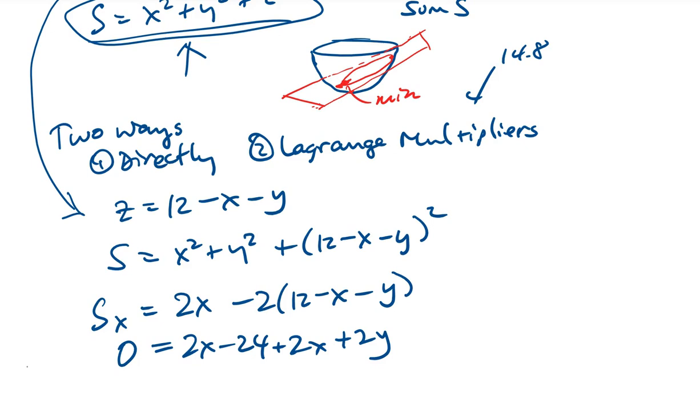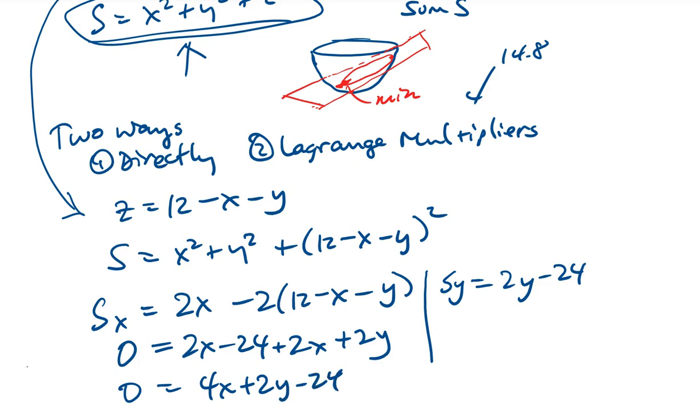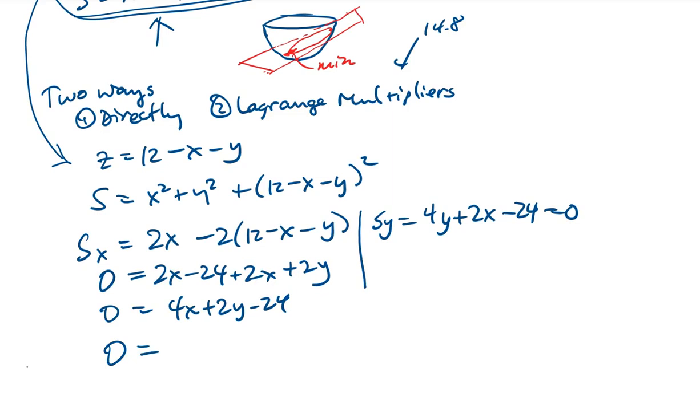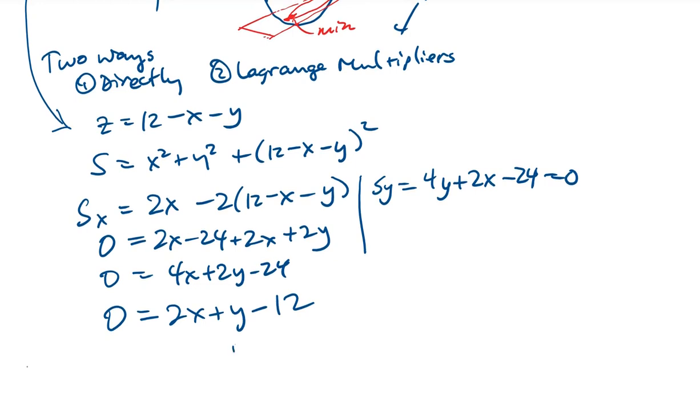So now we do s sub y. So s sub y is symmetric. So s sub y will be 2y minus 24. Oh wait, I can simplify this. This is 4x plus 2y minus 24. So s sub y will be symmetric, so it'll be 4y plus 2x minus 24. You set that to 0. All right, so I can take a 2 out of both. So 0 equals 2x plus y minus 12. And it looks like y is 12 minus 2x here.